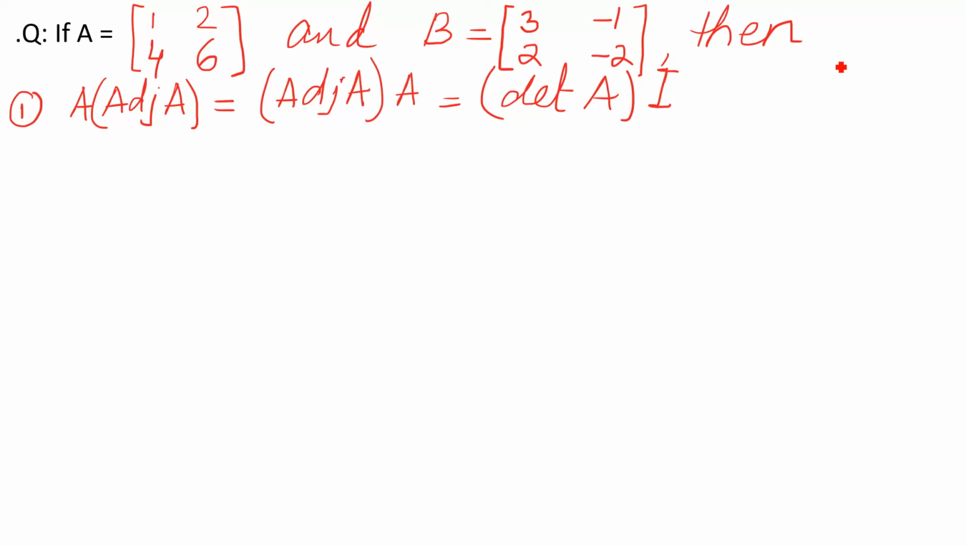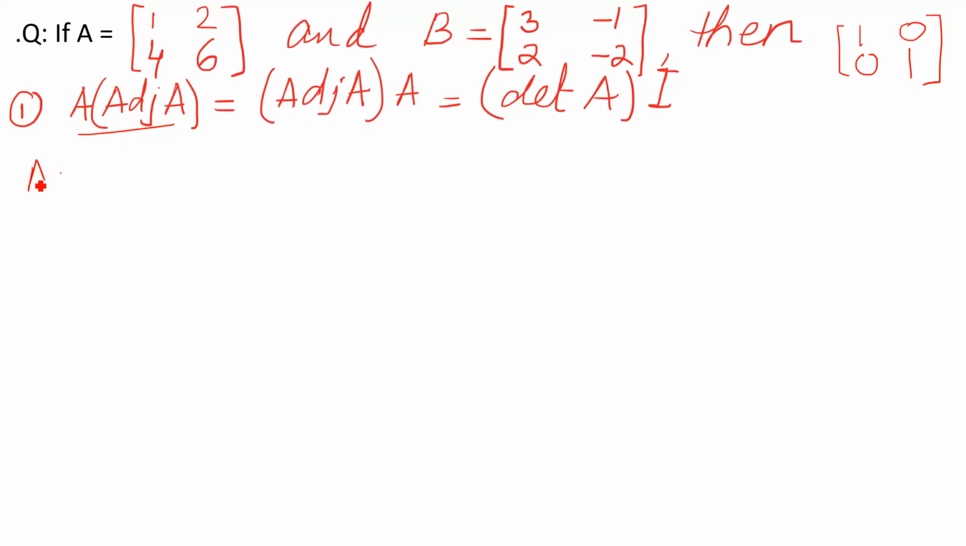So what is I? I is the identity matrix. Again, here I am going to write 1 0 0 1. In the exam, they will only mention I. You should know that you have to multiply the determinant of A with I, where I is the identity matrix. Then these three should be equal. So we will start from A.